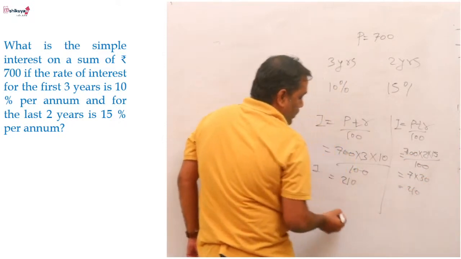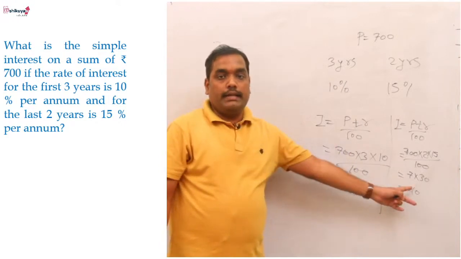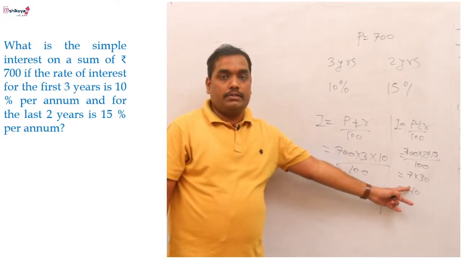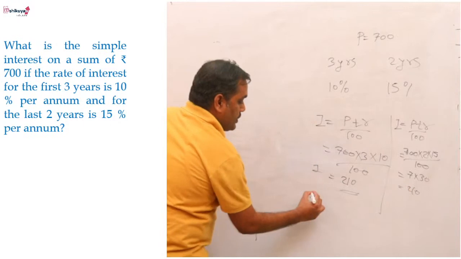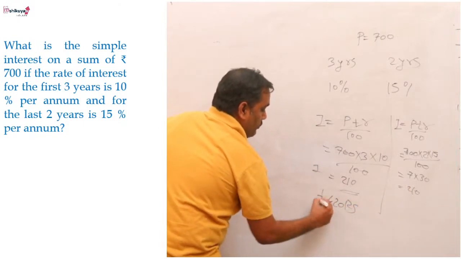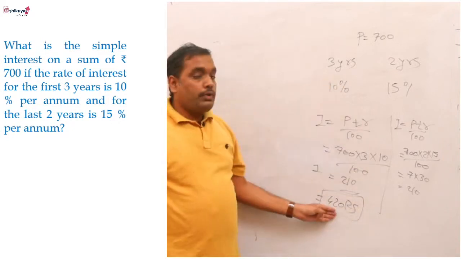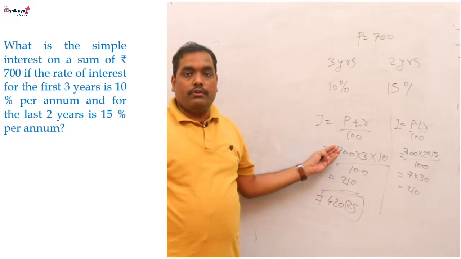Again you are getting 7 into 30, that is 210. So for the first 3 years the interest amount is 210, and for the next 2 years the interest amount is 210. The total interest amount is the addition of these two, that is 420 rupees. So for 5 years the interest amount is 420 rupees.